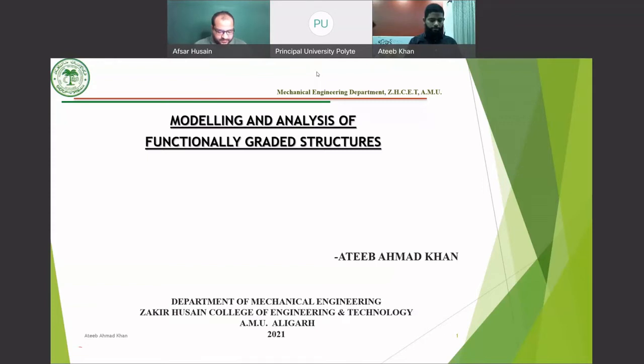Ateeb Ahmad Khan completed his Bachelor of Technology degree from Aligarh Muslim University at the Department of Mechanical Engineering. In 2013, he graduated with a first-class honors degree in Mechanical Engineering. He was then granted a scholarship by UGC for qualifying GATE and completed his Master of Technology degree from Aligarh Muslim University at the Machine Design section of Mechanical Engineering Department. In 2015, he graduated with a first-class honors degree and was awarded 2 gold medals for securing his first position in the university.